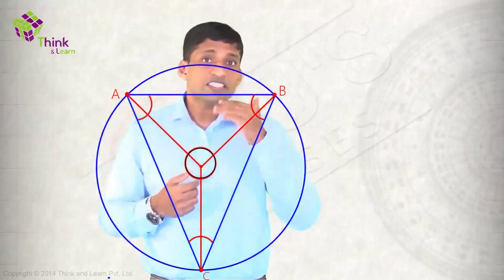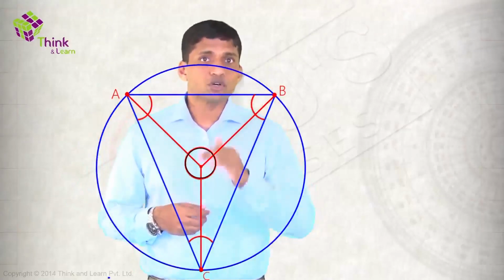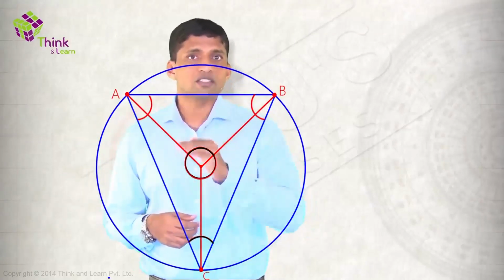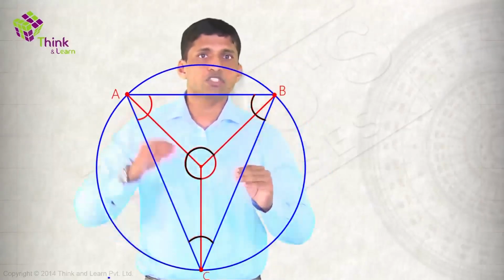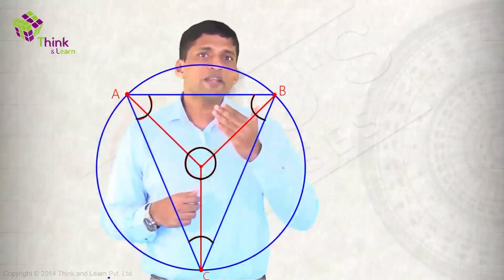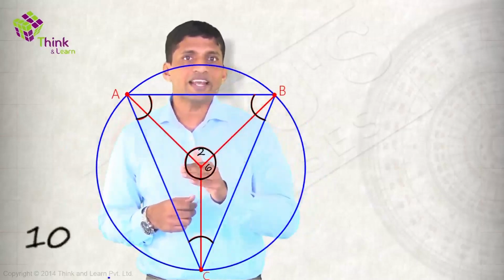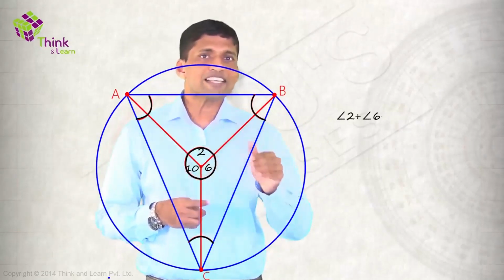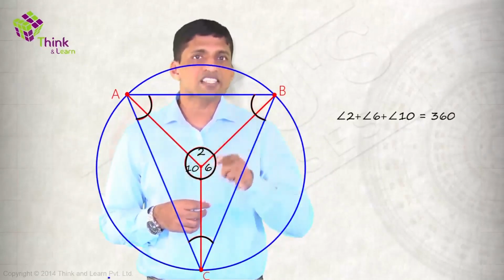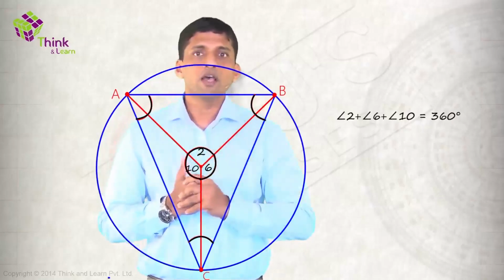So since everywhere it's a 2 by 1 ratio, that is, this to this is 2 by 1, this to this is 2 by 1, this to this is 2 by 1. Let me name these angles as angle 2, angle 6 and angle 10. Angle 2 plus angle 6 plus angle 10 anyway is 360 because that's completing a circle.